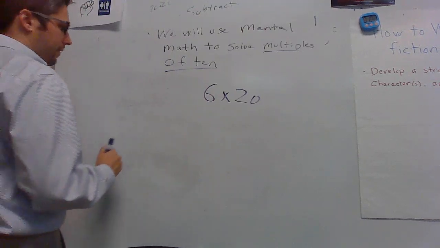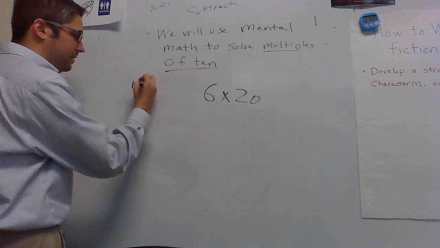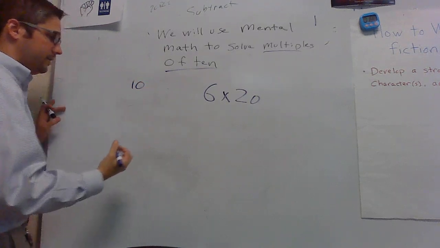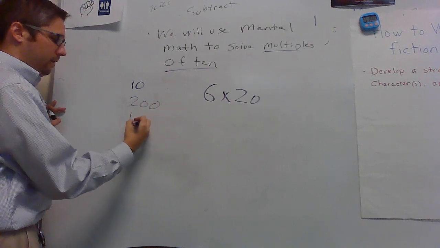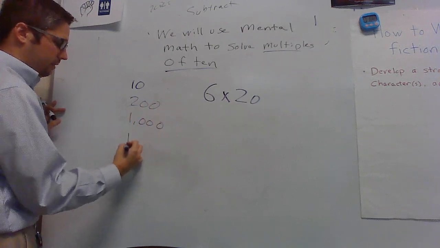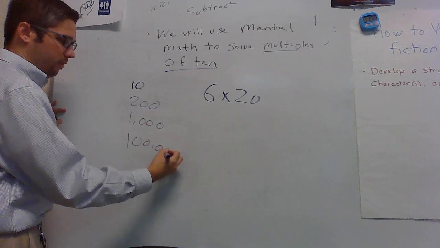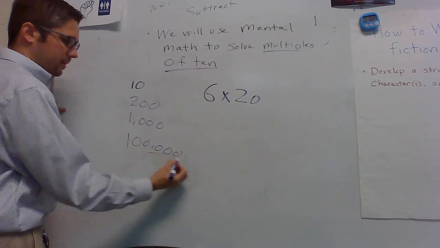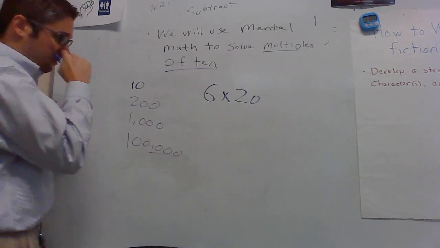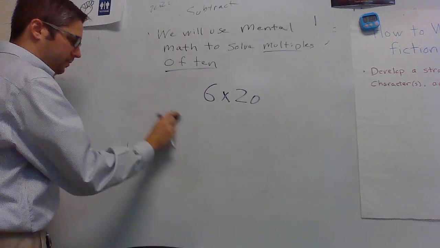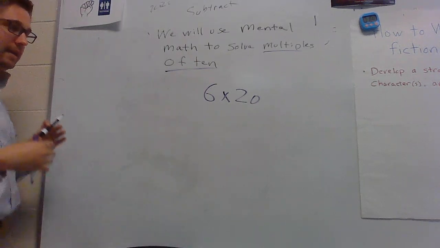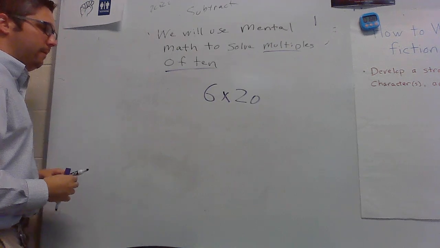So let's look at this one right here. We would have 10 as a multiple of 10, obviously. You could have 200, you could have 1,000, you could have 100,000. What you need to know is that those numbers end in zeros. So when you see a number end in a zero, it is a multiple of 10. 10 times any number will always end in 0.